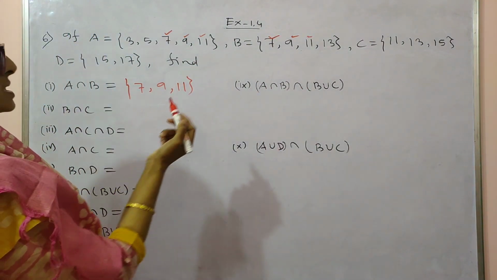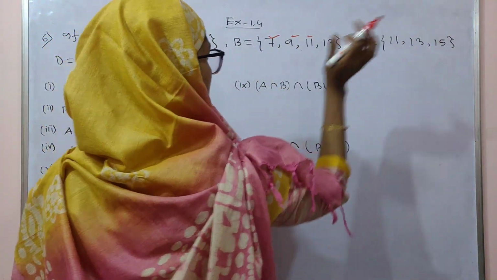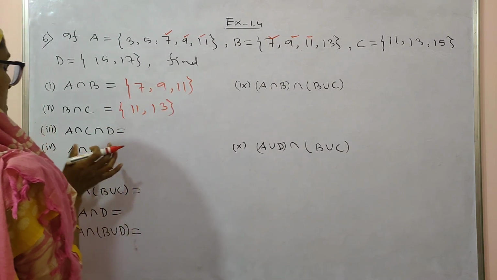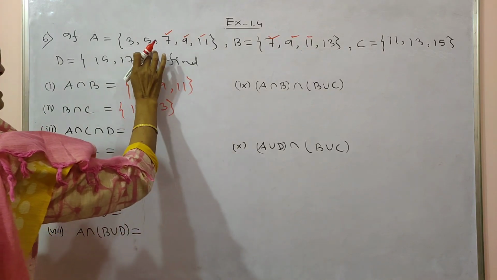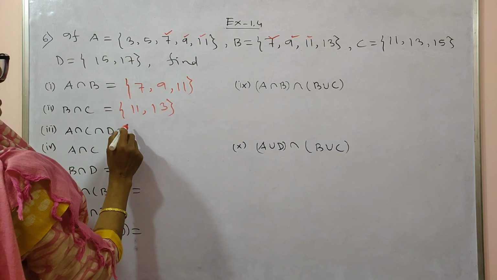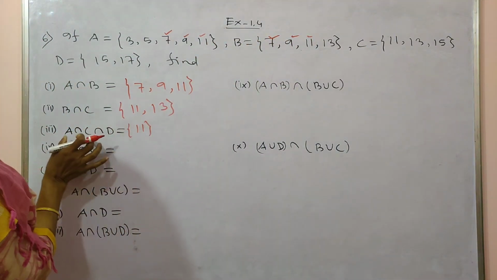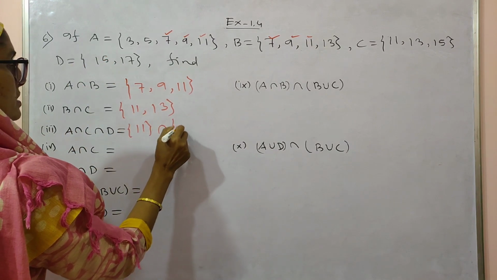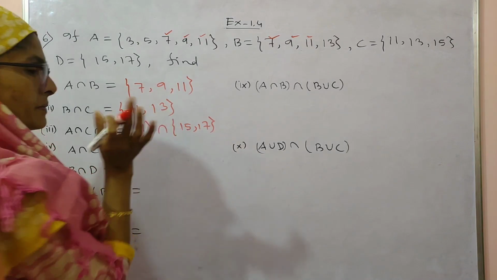Next, B intersection C. Which are the common elements? 11, 13. Next, A intersection C intersection D. A intersection C, what are the elements? Only 11. Then intersection D: D has 15, 17. That means no element is there.